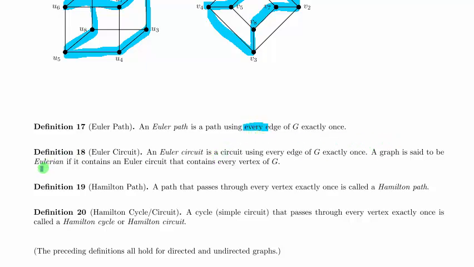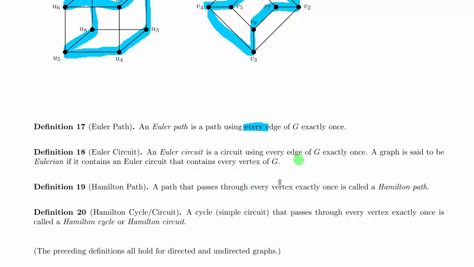A graph is said to be Eulerian if it contains an Euler circuit that contains every vertex of G. So we could have an Euler path or an Euler circuit in an unconnected graph, although that's not quite as interesting. We could have vertices that aren't connected to any of them. So an Eulerian graph will need to be connected.